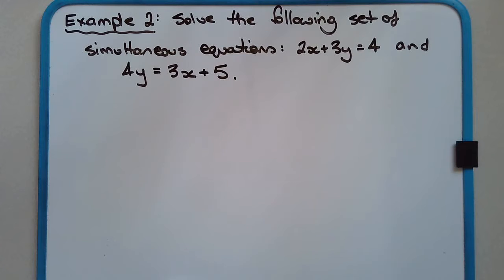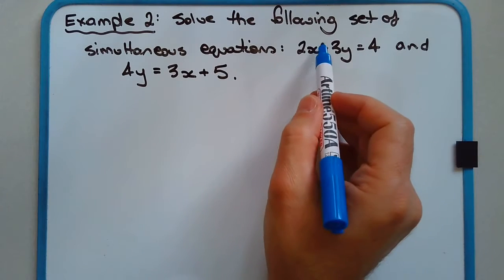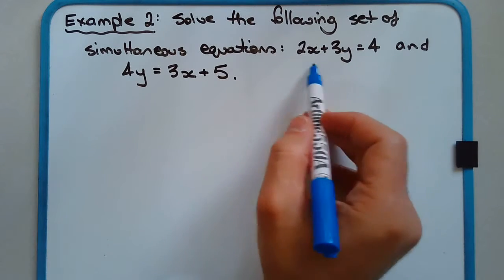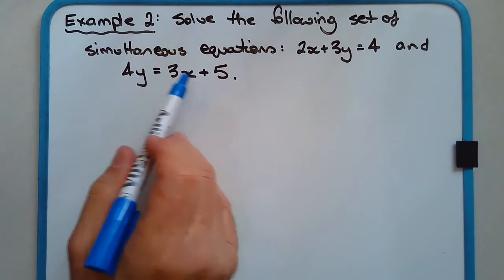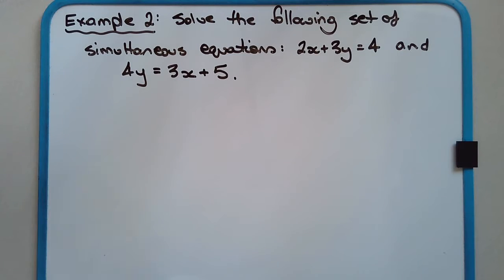Let's have a look at another example of using the elimination method to solve a set of simultaneous equations. Now, the elimination method is best used for solving a set of linear simultaneous equations, so equations that don't involve powers. So this is a linear equation. There's another linear equation there. So let's have a look at this question.